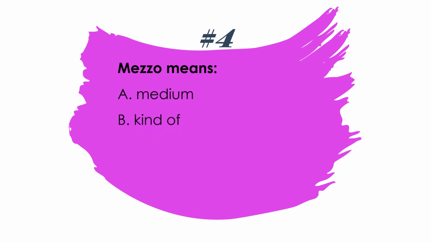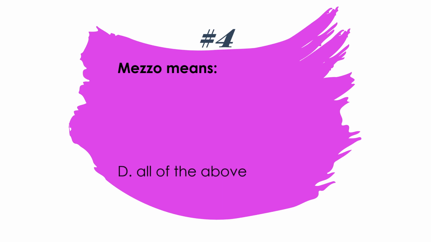Number 4. Mezzo means A, medium, B, kind of, C, moderately, or D, all of the above? Answer is D, all of the above.